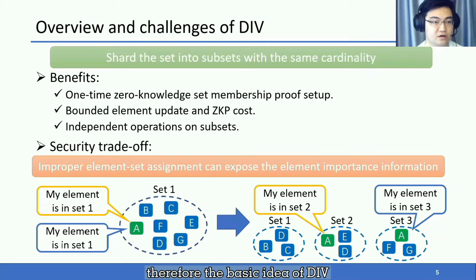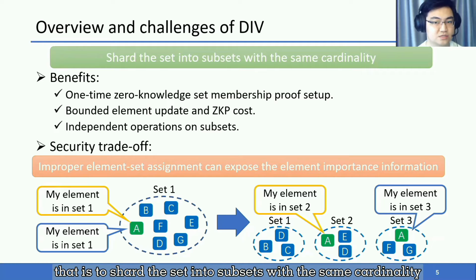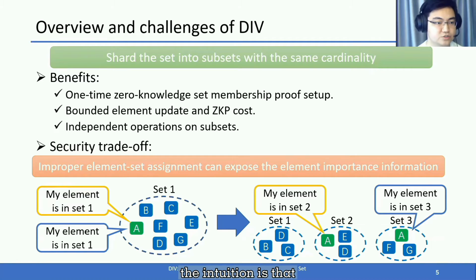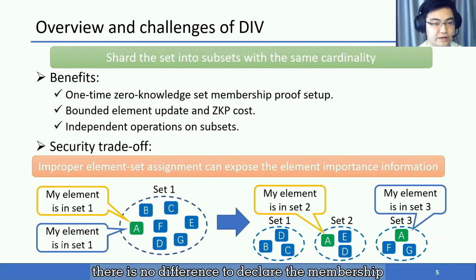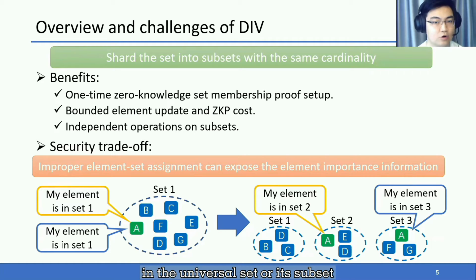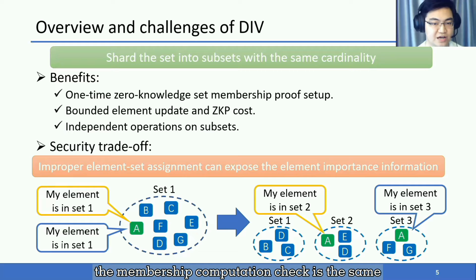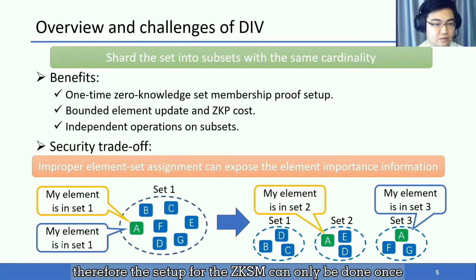Therefore, the basic idea of DIV is to perform sharding on the set, that is, to shard the set into subsets with the same cardinality. The intuition is that there is no difference in declaring membership in the universal set or a subset. By doing so, we can get the following benefits. Firstly, with homogeneous subsets, the membership computation check is the same. Therefore, the setup for the ZKSM only needs to be done once.